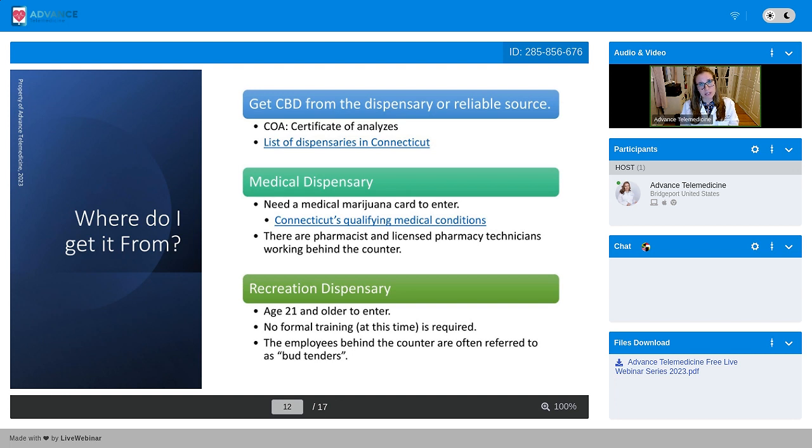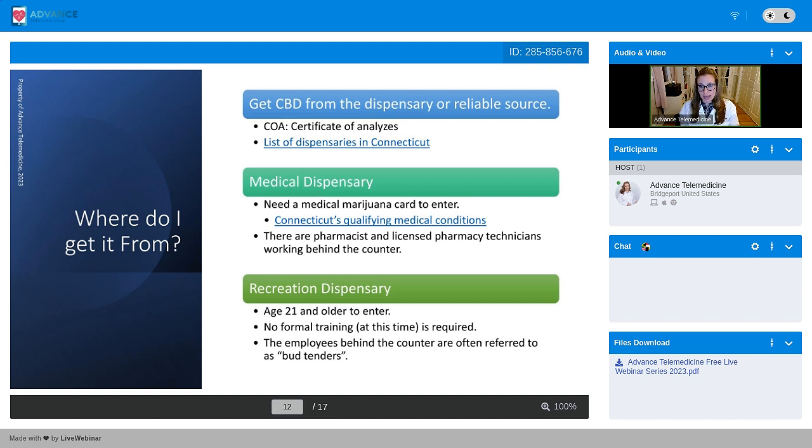The dispensaries, though, they require a certificate of analysis, a COA, on any product that's sold out of the dispensary. That means that these products had to go through a chemical testing process to verify that the product is actually what the label says. So, my recommendation to get the safest, cleanest products that are accurate to what the label says is to get it from a medical or a recreational dispensary.